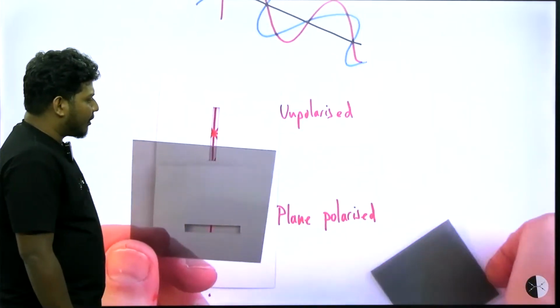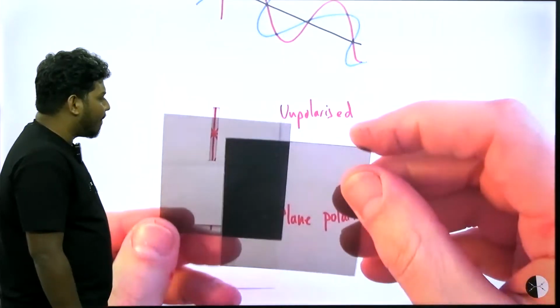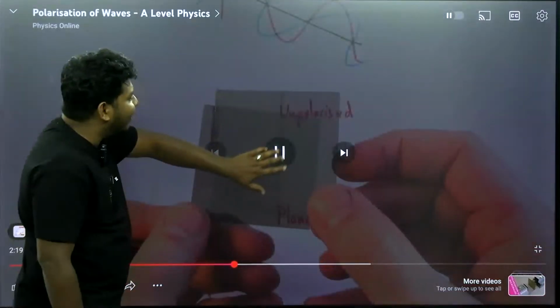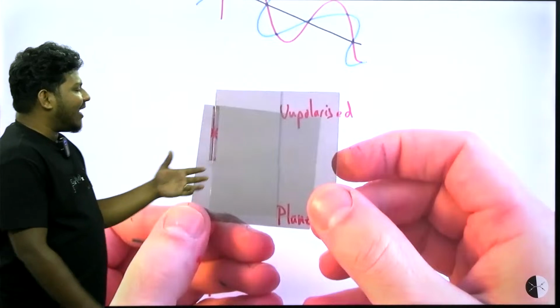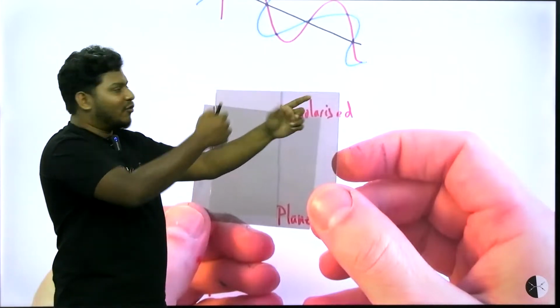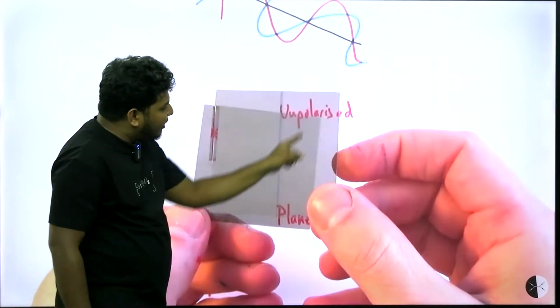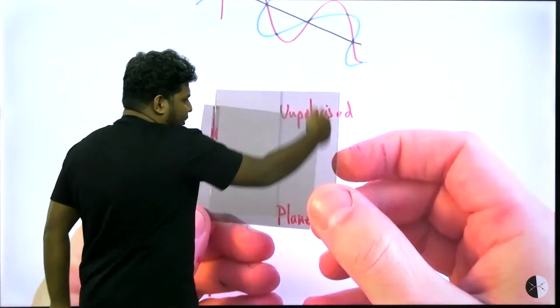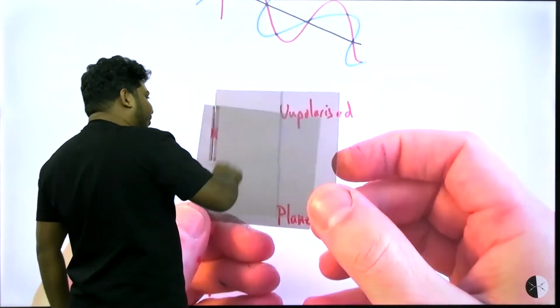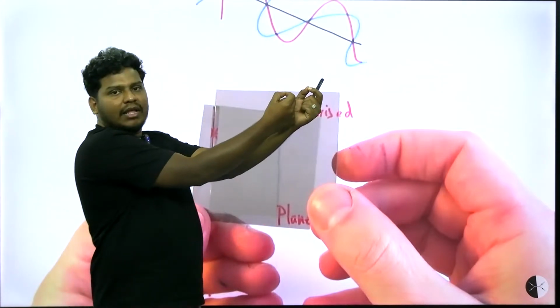Okay, two papers are here. Look at this one. I'm taking two papers. This paper's hole is straight like this. This hole is also like this. The second paper's hole is also like this. I'm keeping both like this.